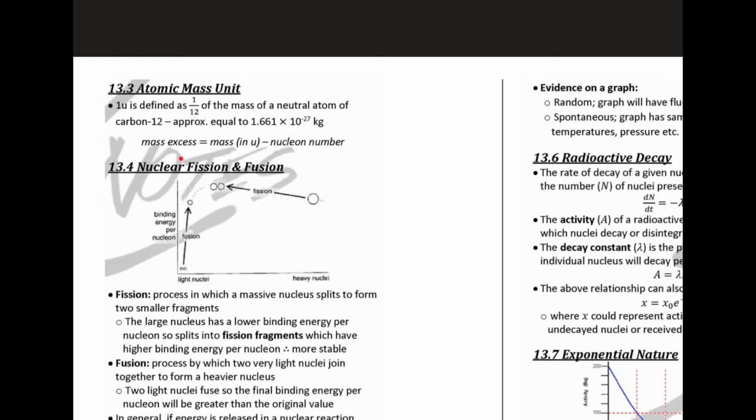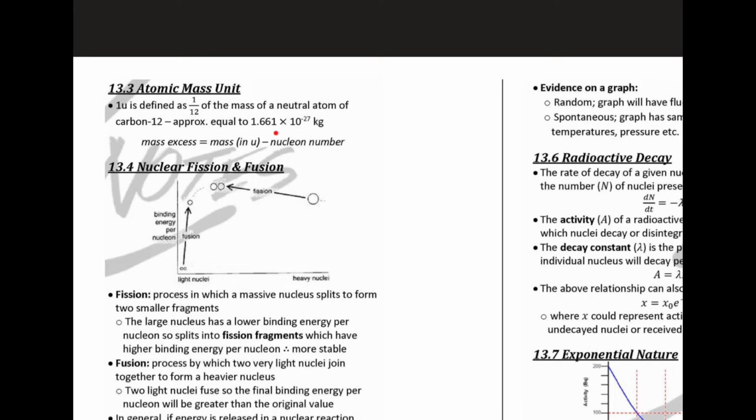Okay, so mass excess is equal to mass in u minus nucleon number. So if you want to count the mass excess, you can use this one. 1.661, if you multiply this value by 12, then it will be the mass of carbon-12. Yeah, this is u. This is 1 unit basically.